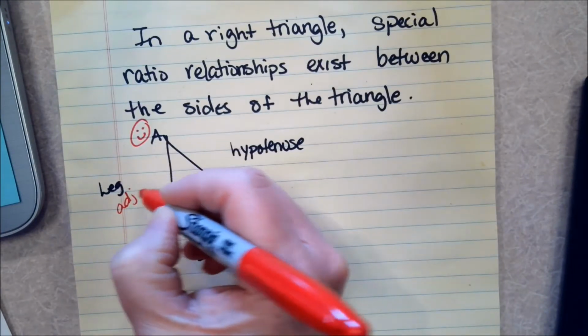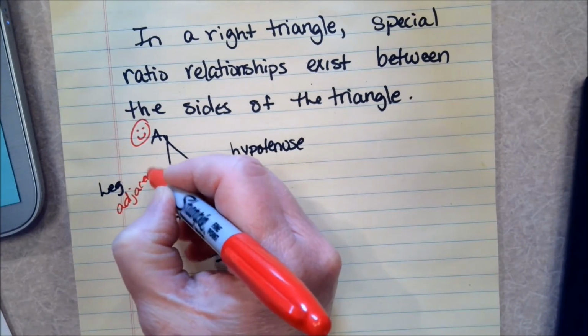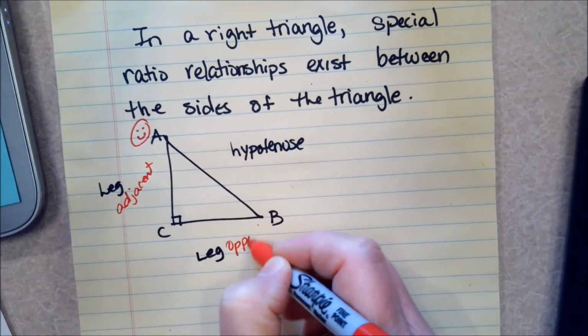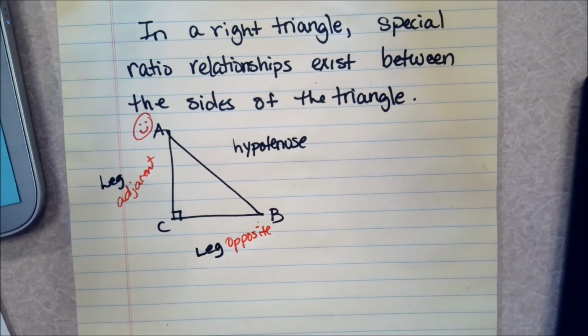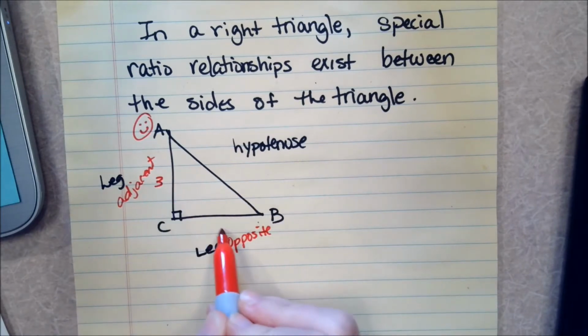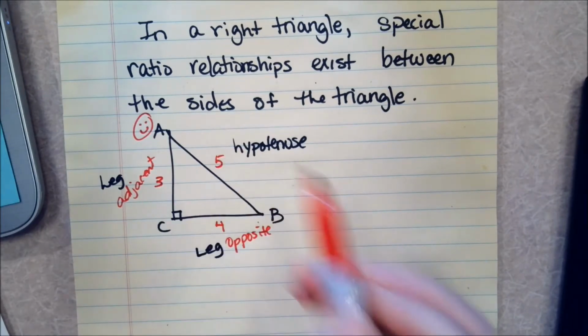So this is your adjacent side and this is your opposite side. And then your trig ratios relate to the lengths of those sides. So let's give some numbers in there. Let's make this 3 and this 4 and this 5.